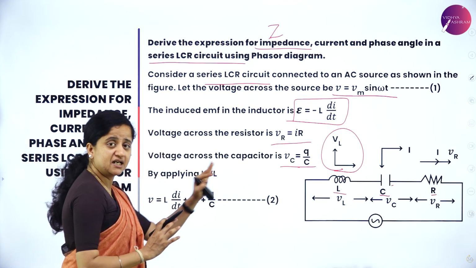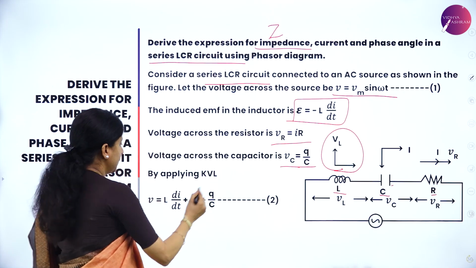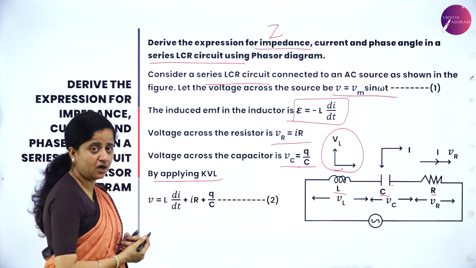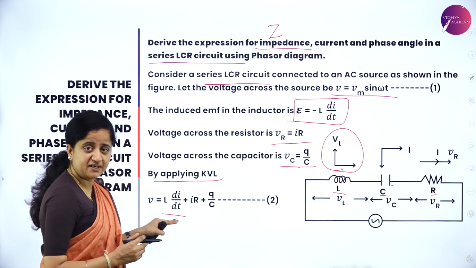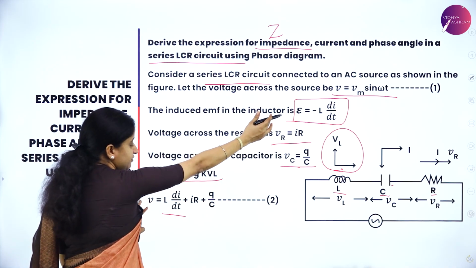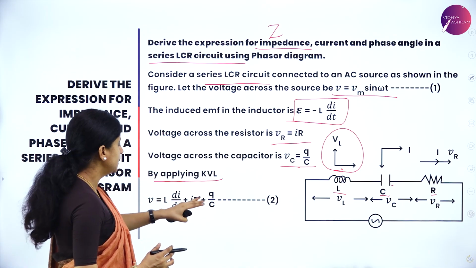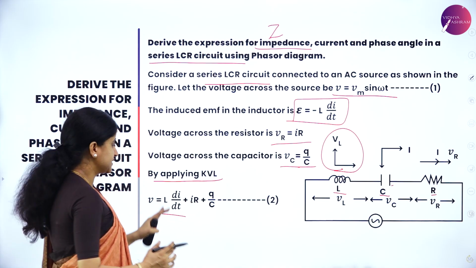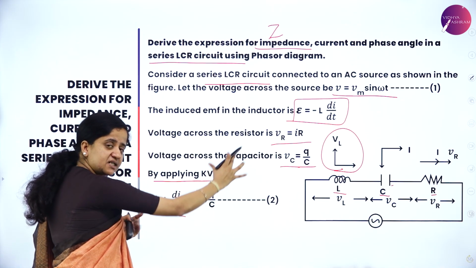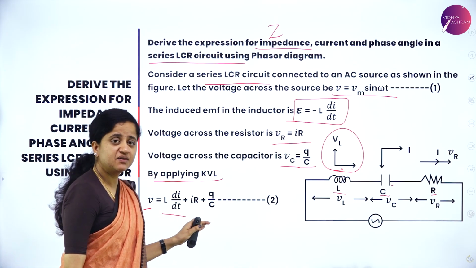Now there is an EMF, there is also a voltage. So it's a closed circuit. By applying Kirchhoff's voltage law, we get V is equal to L into di by dt, that is the EMF, plus I into R, that is the voltage across the resistor, plus Q divided by C, that's the voltage across the capacitor. This is the total voltage throughout the circuit. So this is our V. I'll call this equation 2.